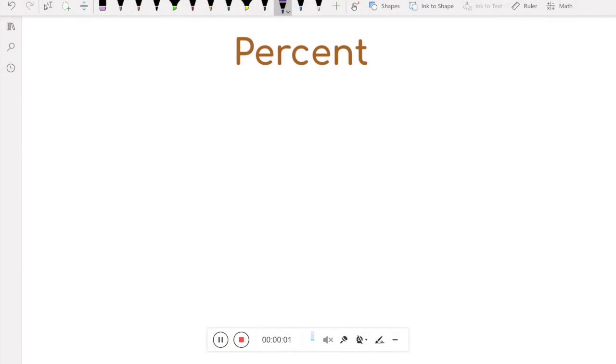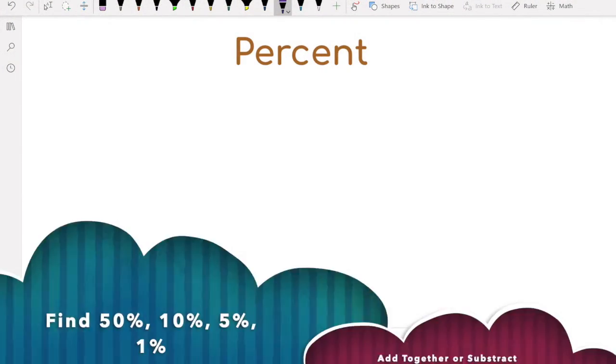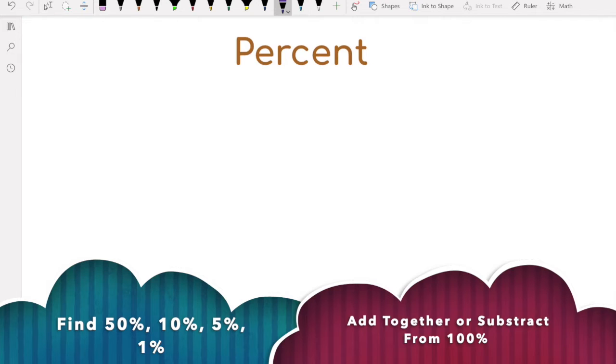Math time! We're looking at percent. This comes up all the time in everyday life, and you should be able to do percent in your head. So the key to percent is knowing how to quickly find these percents: 50% of a number, 10%, 5%, and 1%. If you can quickly find these, you can find the percent of any number.